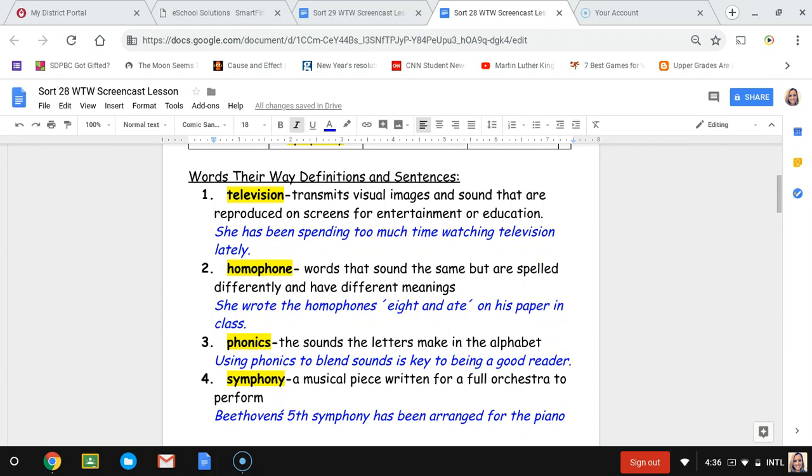Television transmits visual images and sound that is produced on screens for entertainment or education. So the sentence that I have is, she has been spending too much time watching television lately.